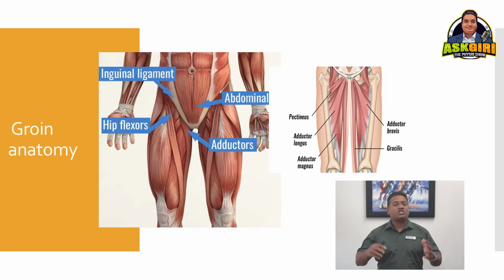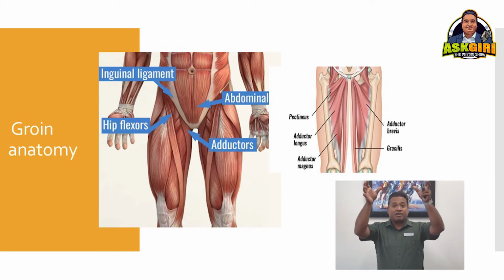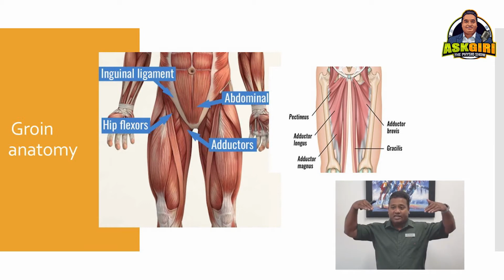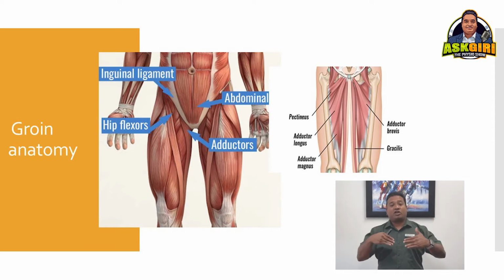The groin has so many sensitive structures and muscle attachments. You have the abdominals coming from the top and attaching to the pubic area. You have the hip adductors coming from both inner thighs and attaching there. And you have the hip flexors coming from the ribs and hips, coming in front of the groin area. And you have the inguinal ligament there, holding a lot of things in place.